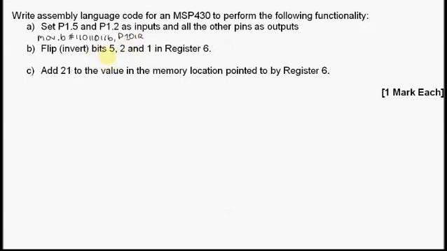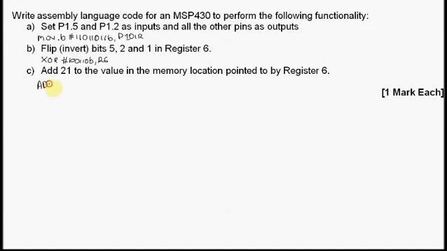We need to flip some bits, so flip bits 5, 2 and 1 in register 6. So to flip bits we XOR them with 1, so we're XORing bits 5, 2 and 1 in register 6. And we're going to add 21 to the value of the memory location pointed to by R6.